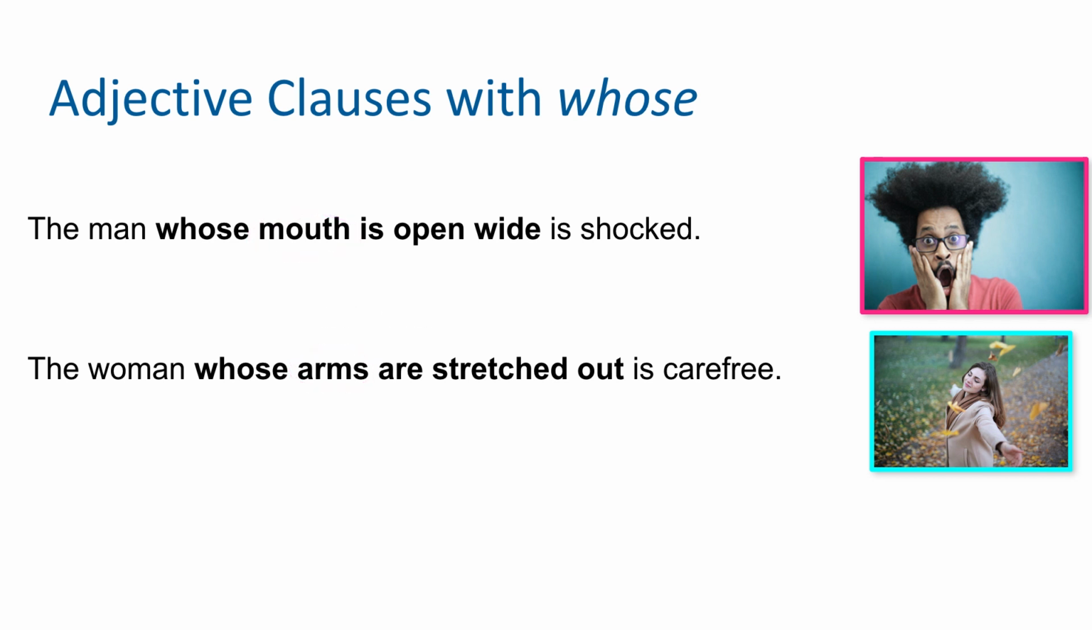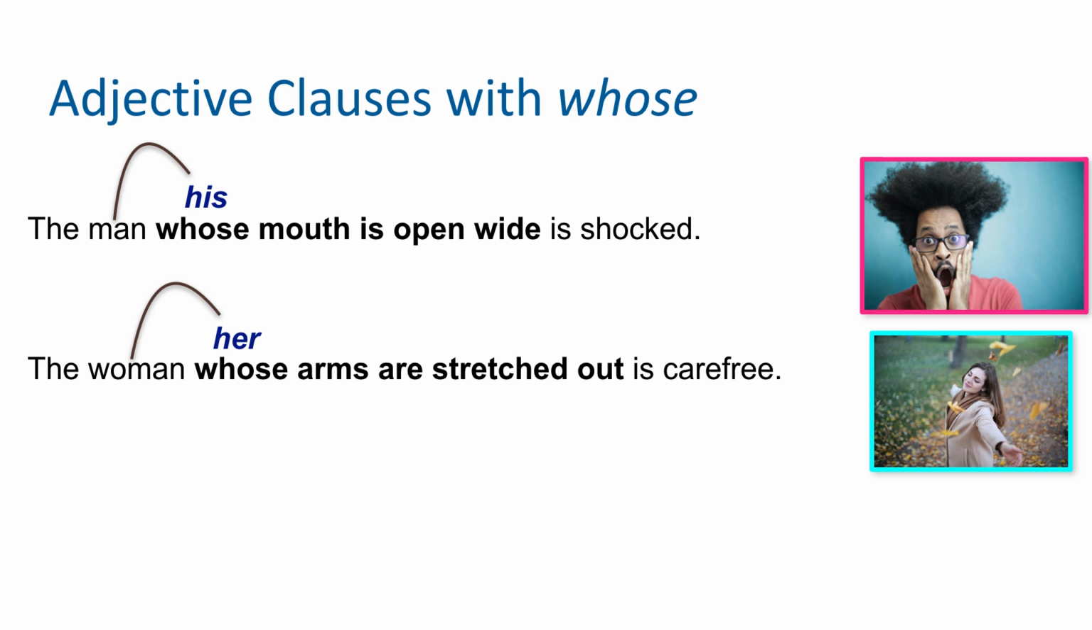Whose in each of these sentences represents a possessive pronoun or adjective. In the first one, whose is like his. And in the second one, whose is like saying her. Remember, adjective clauses are always describing a noun in the main clause. In the first sentence, his mouth refers to the man, and her arms refers to the woman.